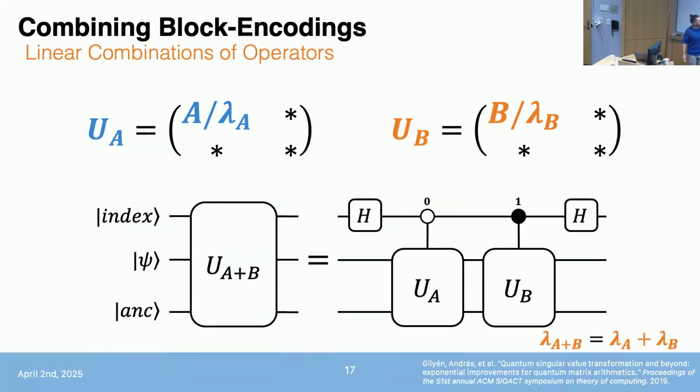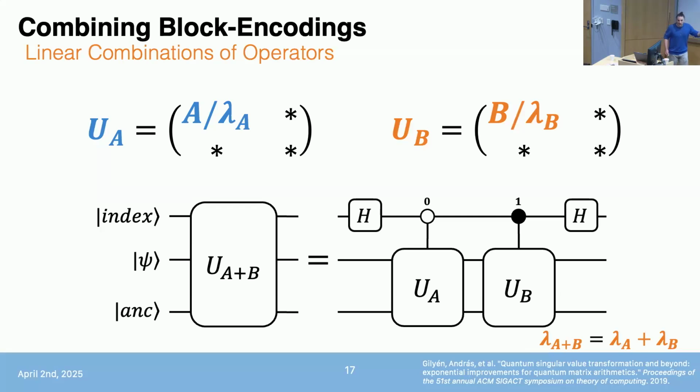If I want to take a linear combination of these two, it's just going to look like this. I can apply Hadamards onto some index qubit, do a controlled application of UA where this index register is in the 0 state, and a controlled application of UB when it's in the 1 state. Apply another Hadamard, and now I get a block encoding of A plus B. The rescaling factor of this is just going to be lambda A plus lambda B.